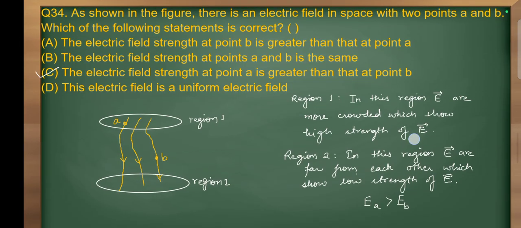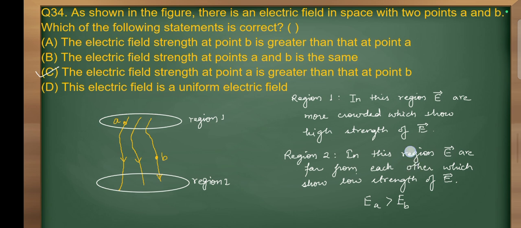Question number 34. As shown in the figure, there is an electric charge in the space with two points A and B. Which of the following statements is correct? Here in the diagram, I have drawn two regions, region 1 and region 2. In region 1, the electric field lines are crowded, so the strength of electric field will be higher. And in region 2, electric field lines are far from each other, so the strength of electric field will be low. So the strength of electric field at point A will be greater than the strength of electric field at point B. So option C is correct.